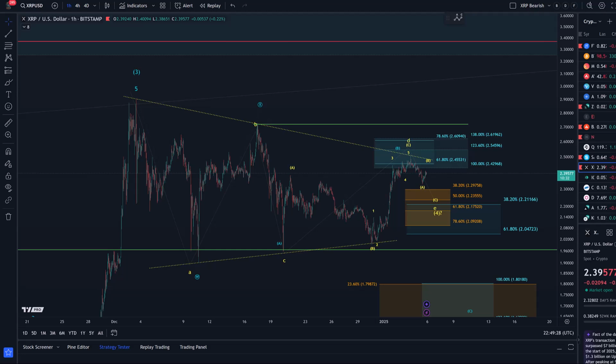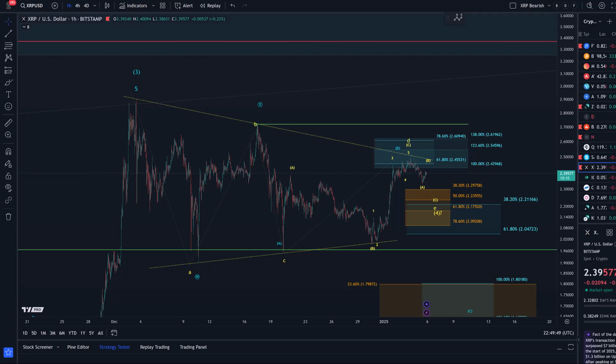Basically, I just want to show you the microstructure because the larger time frame hasn't really changed, and it's quite interesting what's currently happening here on the micro level. I believe it's important to be aware of what's happening in order to prepare for the following week, because it could be quite a decisive week.